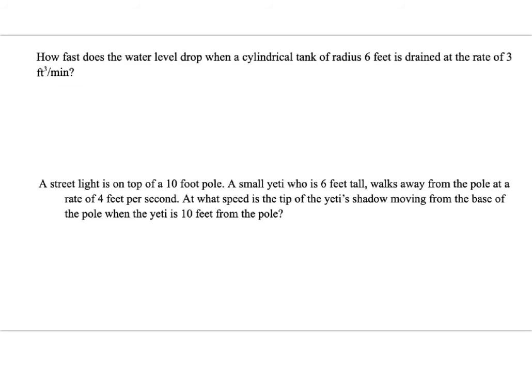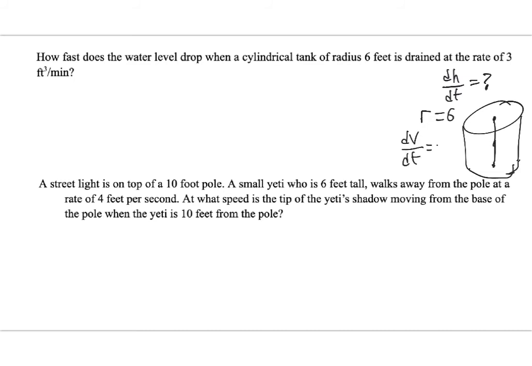Here we've got a cylindrical tank, and we're talking about water level. So we're talking about dH/dt is what we're looking for. All right, there's my cylinder. And radius of 6 feet. Okay, that's something that doesn't change because it's a cylinder. And it's being drained at 3 feet cubed per minute. So dV/dt is going to be negative 3.